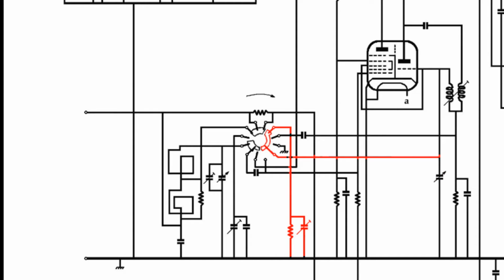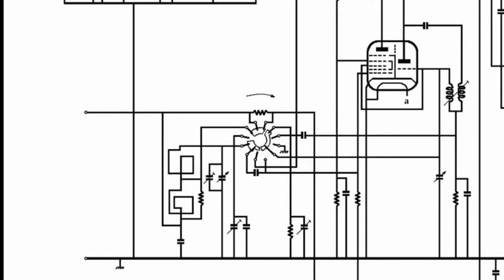Looking again at the wave change switch, these items that I've coloured red have come into play when we selected the medium wave frequency. And you can see that they connect across that variable capacitor on the right, and they allow the fine trimming or padding of the local oscillator to cover the medium frequency wave band.